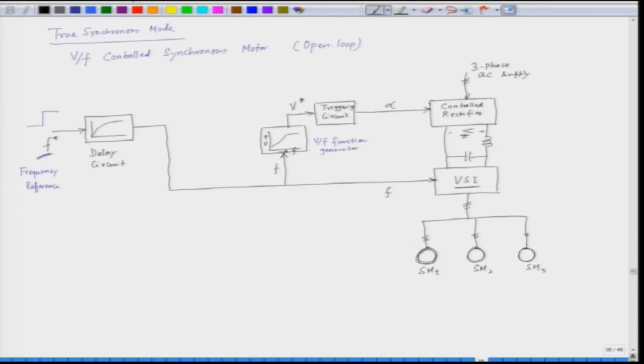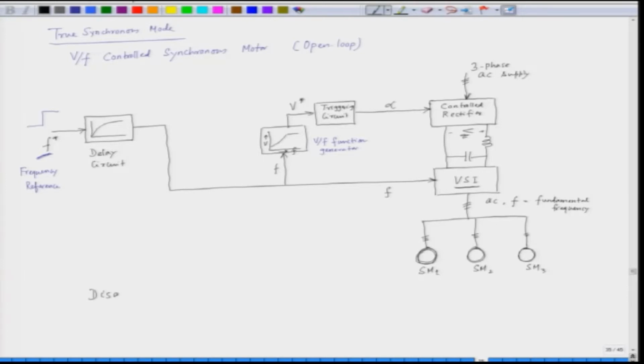So, this voltage reference is fed to the controlled rectifier, which decides the DC voltage, that is VDC, and the frequency command is fed to the voltage source inverter, which converts DC into AC of the same frequency, that is F, the fundamental frequency. So, there is no position feedback here. So, this is the synchronous motor drive in true synchronous mode.